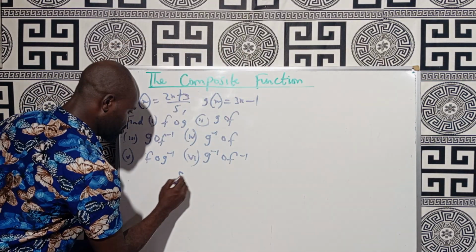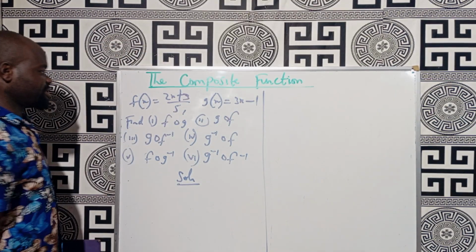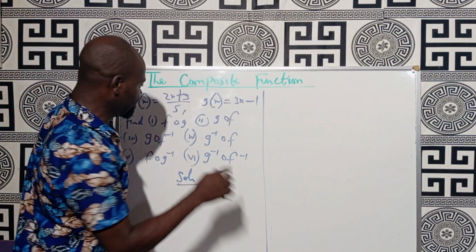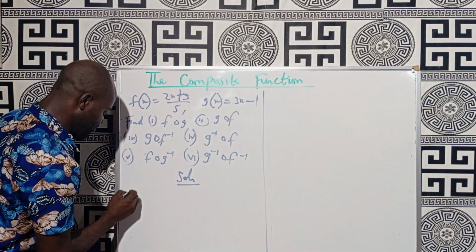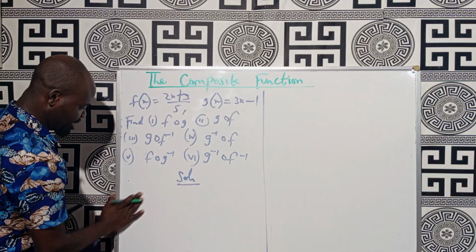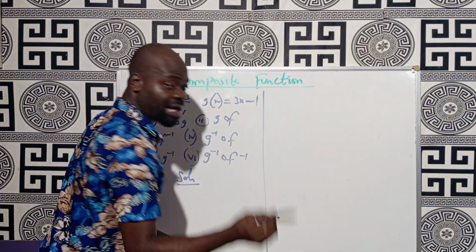Okay, solution. Let me do this. I've done this one before. You understand? So let's see. Number one, we have to find what. Let me change my marker to a green marker.